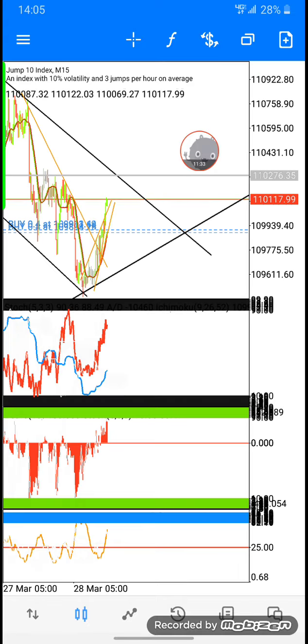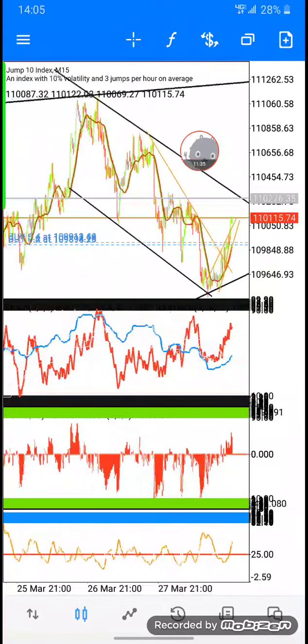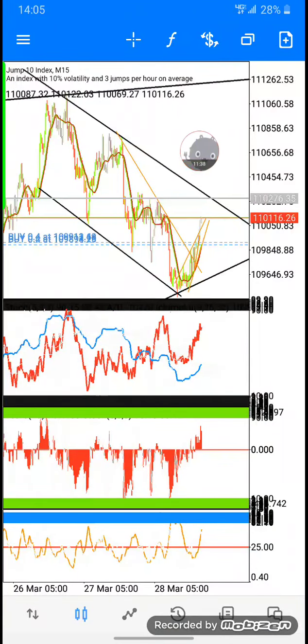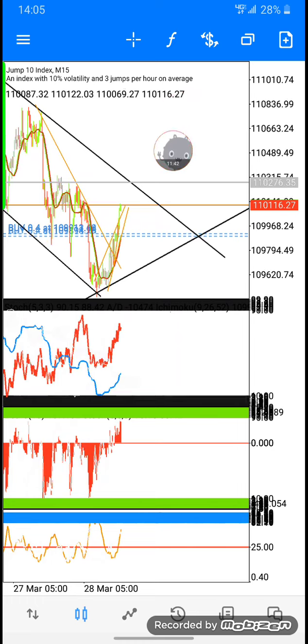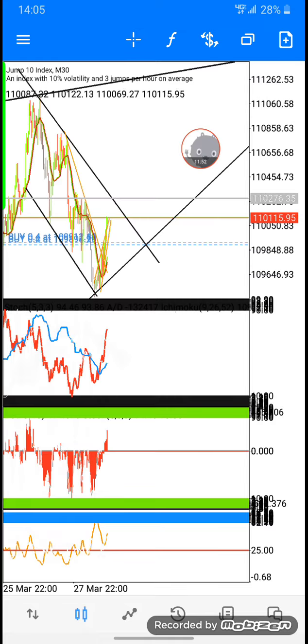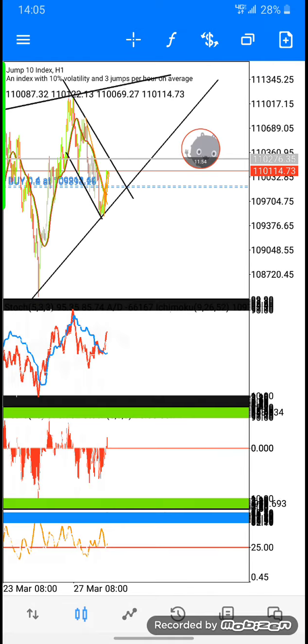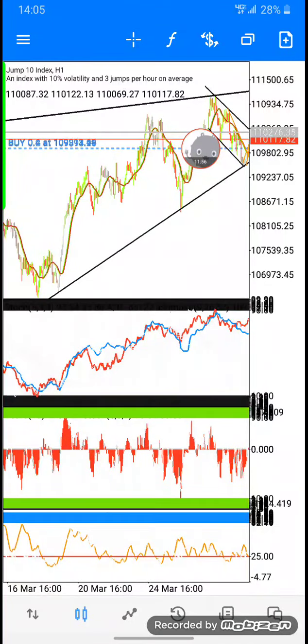I don't really care with this, but as you can see, this is a trend line, this is another trend line. So within those trend lines, you see the market just reversed here because of these two trend lines. There was a strong support level here. Let me just click higher time frames for everything to be easy.